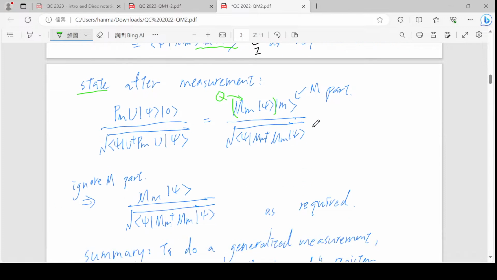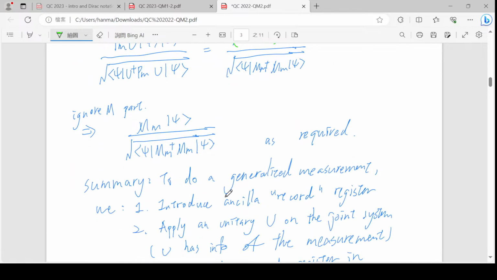Okay. Those two parts are just tensored with each other, so they are not really doing anything to each other. If you throw out the m part, then we see the q part is just the state that you expected. The m part is just a classical state, a computational basis state, so you can throw it out. And on the q part, you just get this post-measurement state that you expected from your generalized measurement. Okay, so that's it.